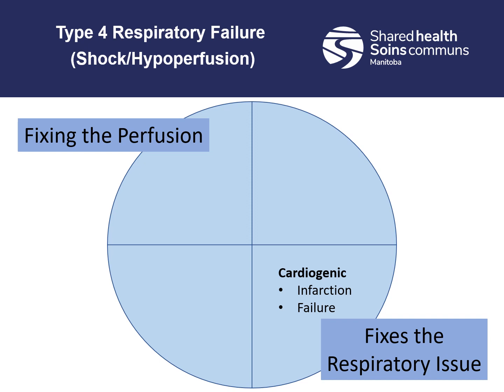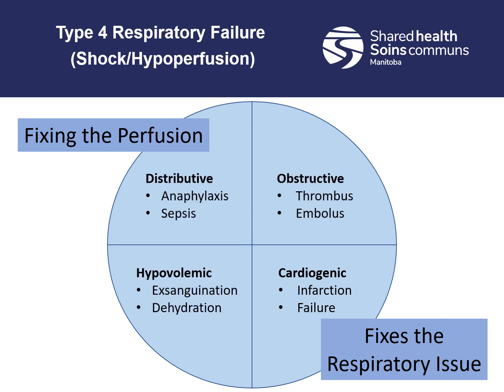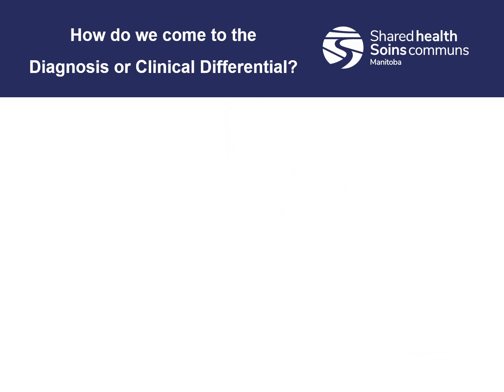MI can lead to heart failure, right? Hypertension can also cause things, but the vast majority of cardiogenic shock presentations start with an MI. It's over 80%, right? So fix the perfusion. That fixes the respiratory side of things. We improve the ability of the body to circulate oxygen.